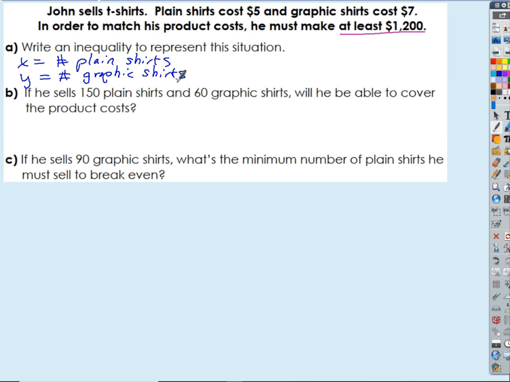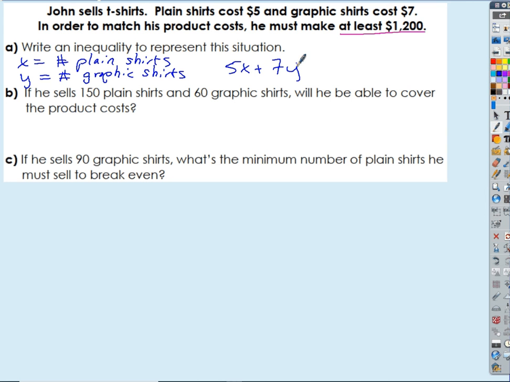That makes sense, right? How are we going to turn this into the amount of money he's making? Well, forget about the 1,200 for just a second. That's what we're going to compare it to, but what's the amount of money we're going to get from just the plain shirts or the graphic shirts? How much money do we make from the plain shirts? 5x, right? Good, so 5x plus 7y is how much we're making.